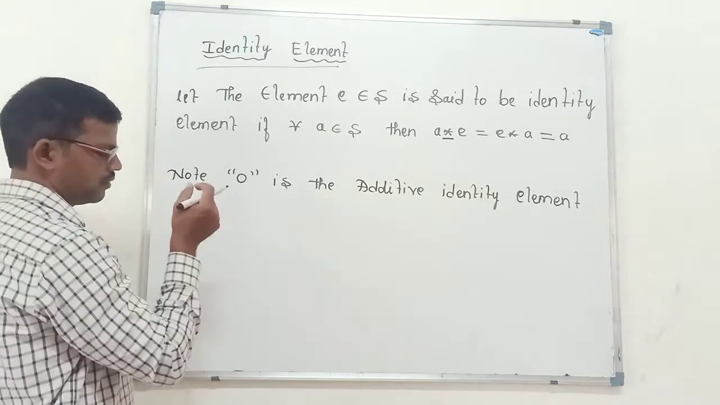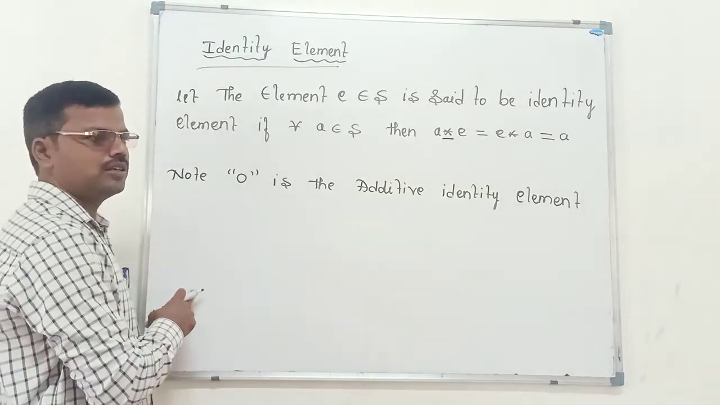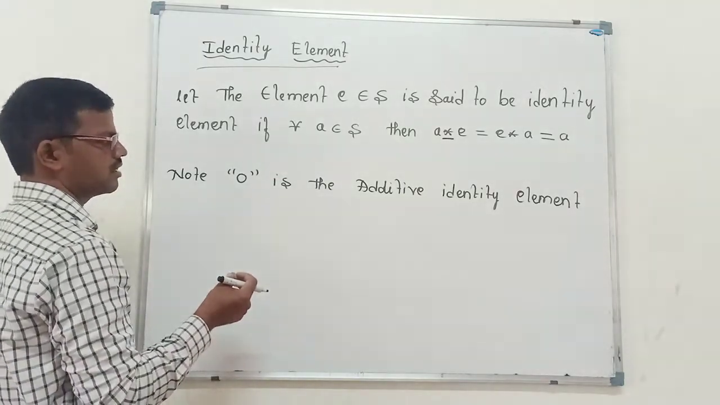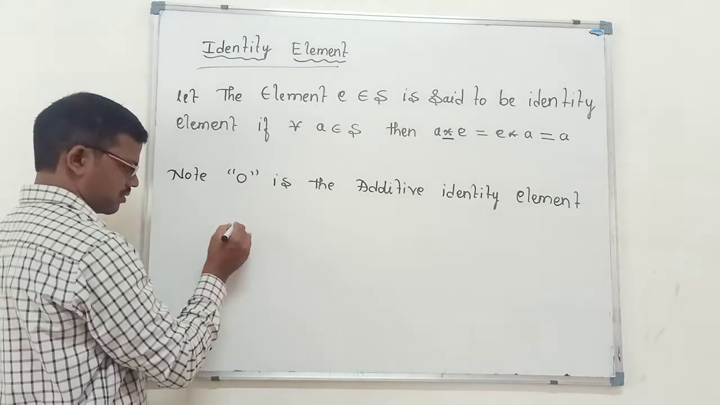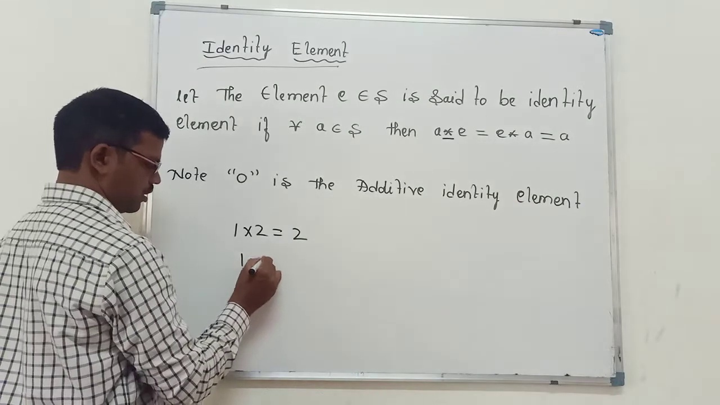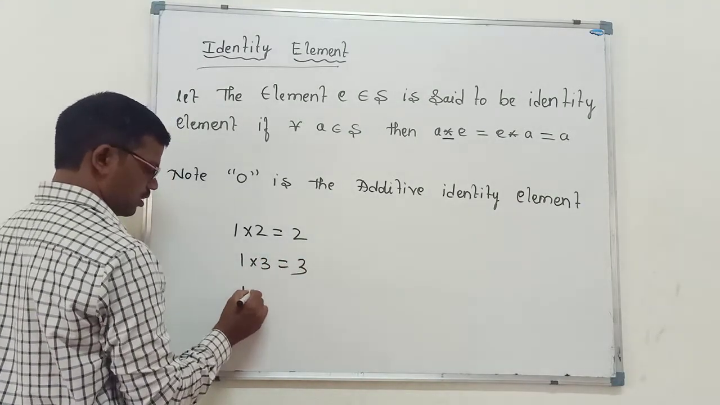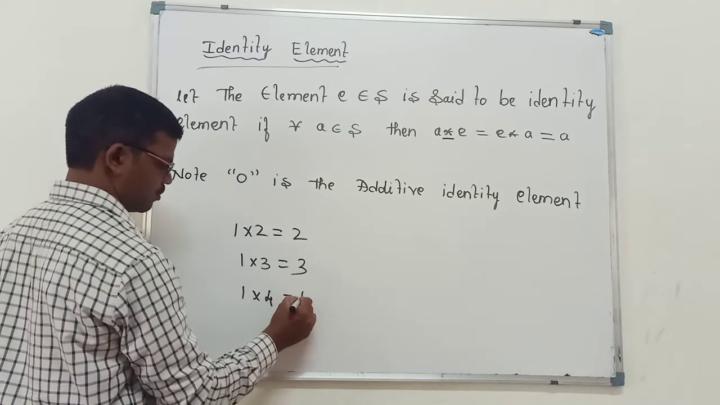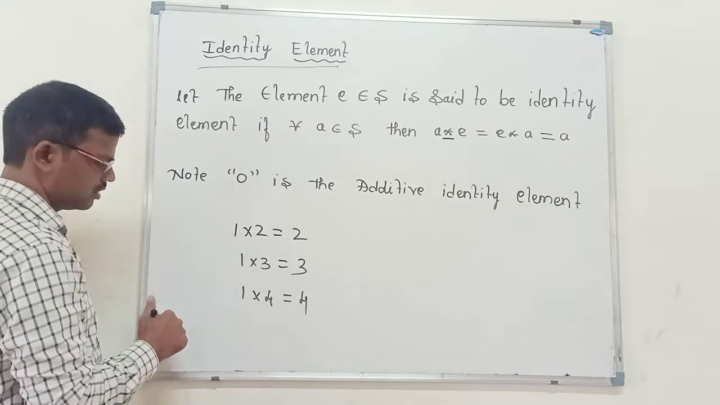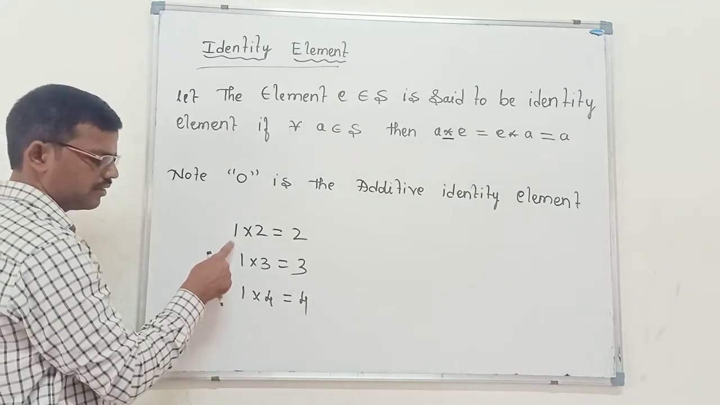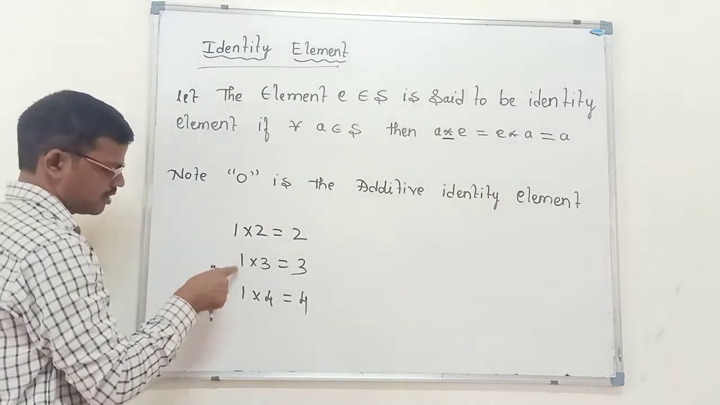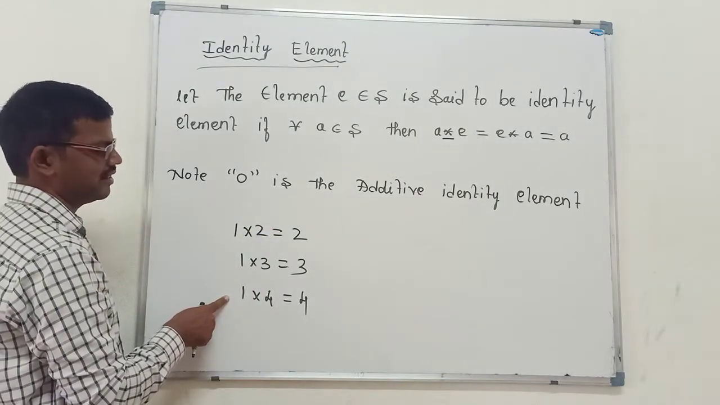If you fix one number, and multiply it by any other number, and you get the same number back, then we can say that is the identity. Let me check with 1 into 2, what are we getting? 2. 1 into 3, we get 3. 1 into 4, we get 4 only. So except 1, if you multiply another number, it changes. But if you take 1, it never changes. For that reason, 1 is called the multiplicative identity element.